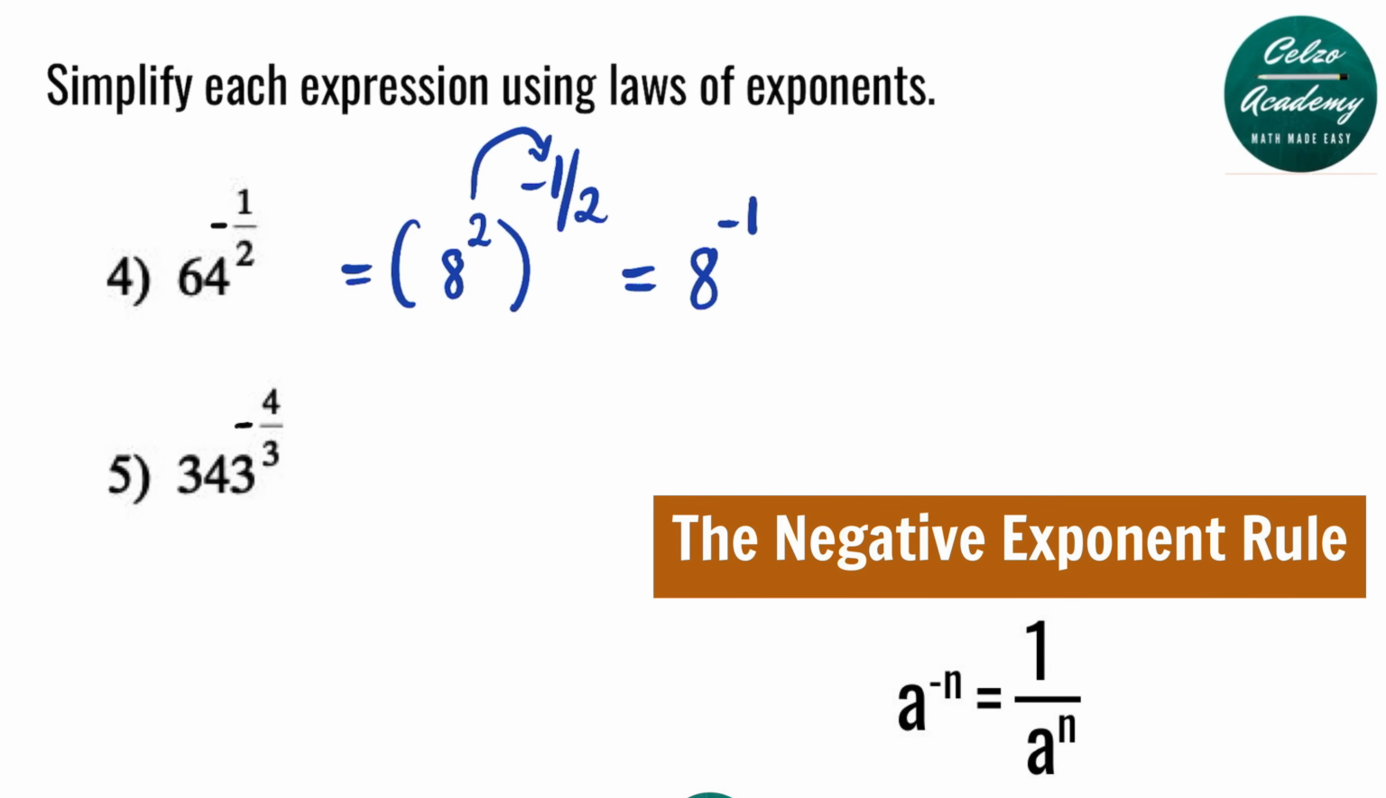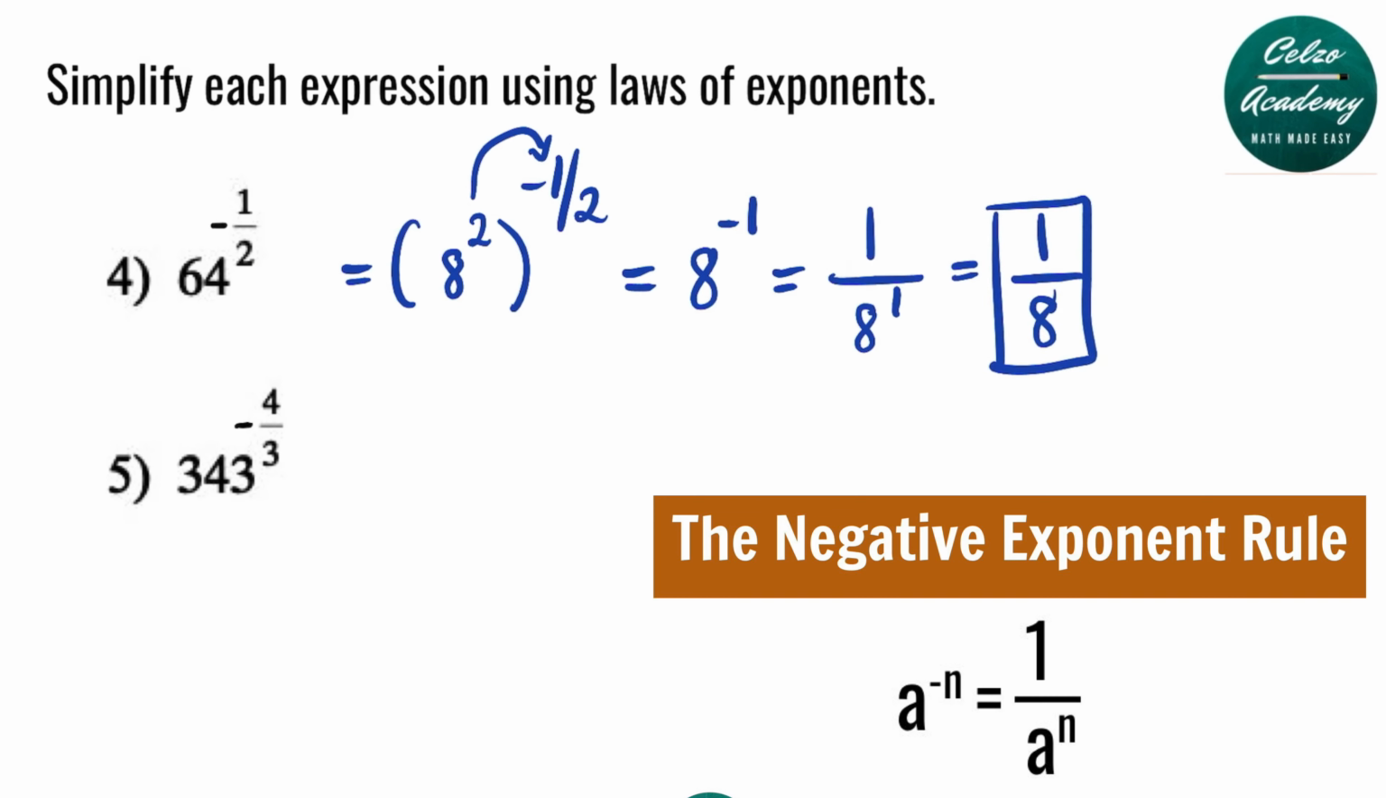Now we need to use the negative exponent rule to make this a positive exponent. To make this a positive power, we will have 1 over 8 to the positive 1, and that will be the same thing as 1 over 8.